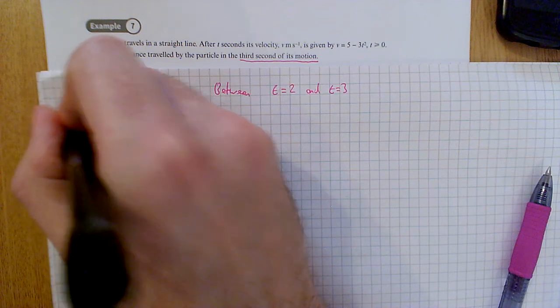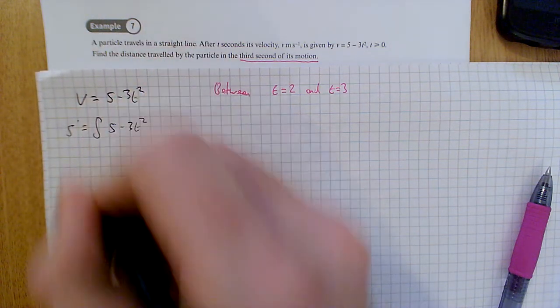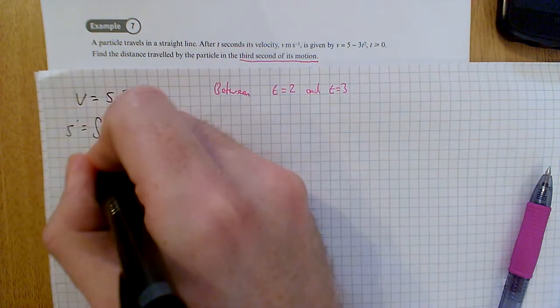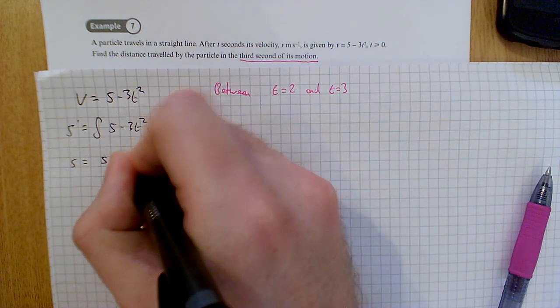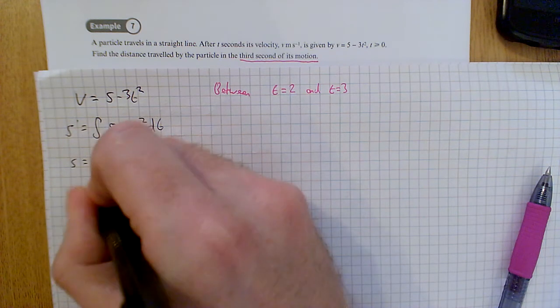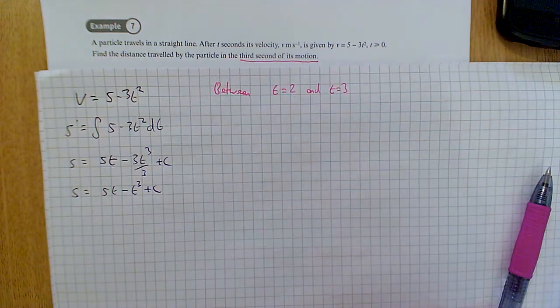So the displacement s is equal to the integral of 5 minus 3t squared dt, which can then be integrated as 5t minus 3t cubed over 3 plus c. So s is 5t minus t cubed plus c. But we've got a slight problem. We've got no way of finding out what c is. There's not enough information there for us.